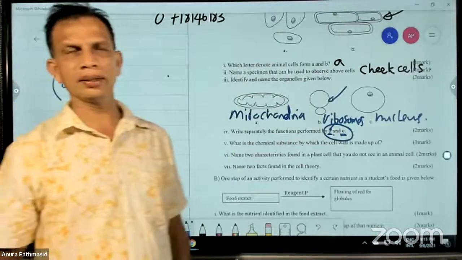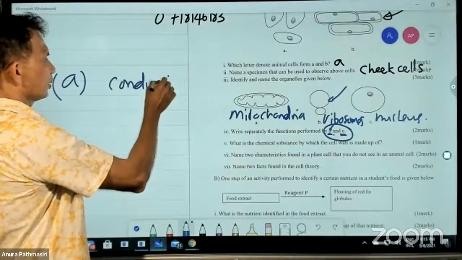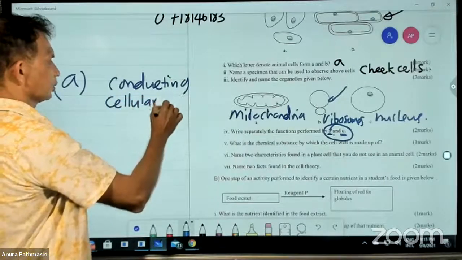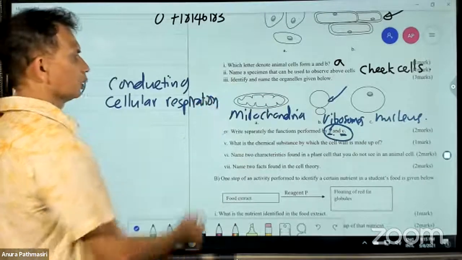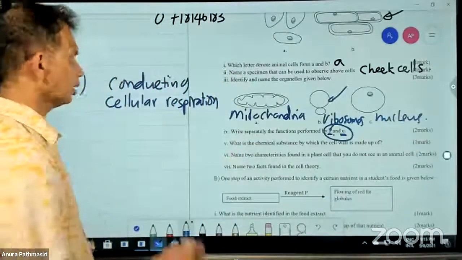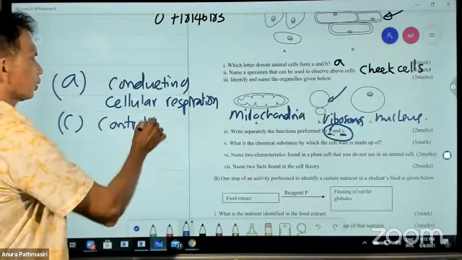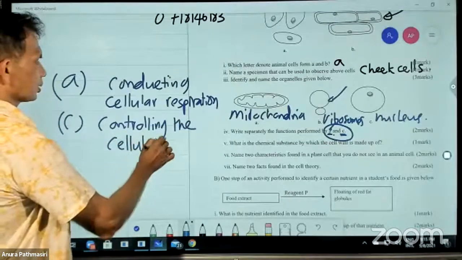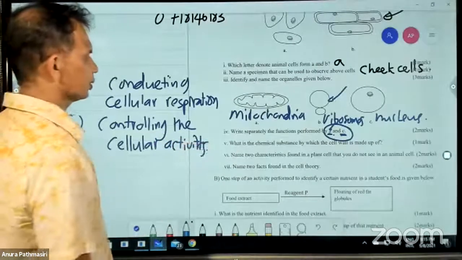The function of A is conducting cellular respiration. A is mitochondria, and C is controlling the cellular activities. Controlling the cellular activities. Next question.